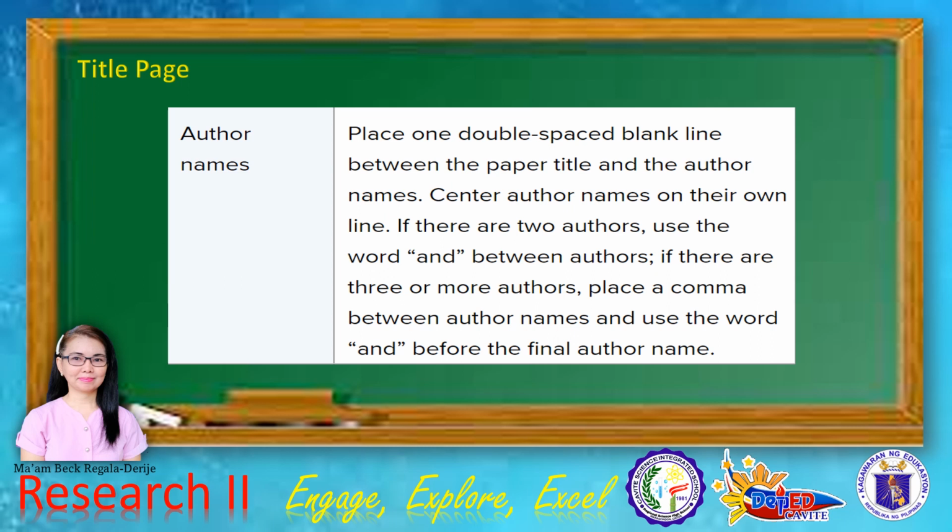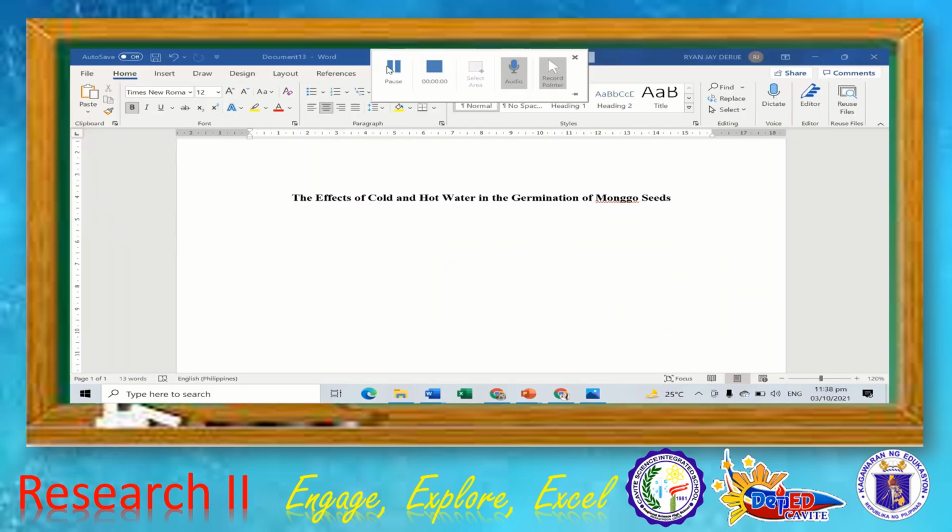Moving on, let's proceed to the next part of the title page, the author names. Place one double space blank line between the paper title and the author names. Center author names on their own line. If there are two authors, use the word "and" between authors. If there are three or more authors, place a comma between author names and use the word "and" before the final author name. So let's see this example.